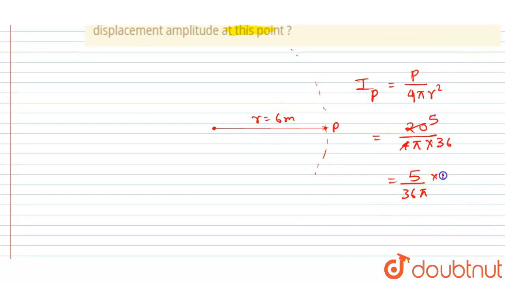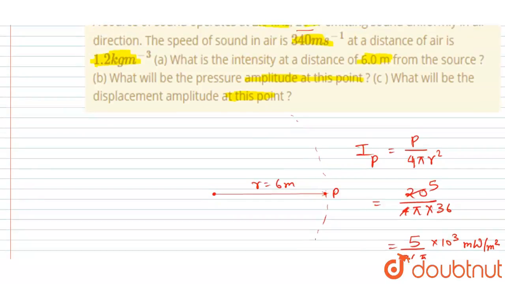If you multiply it with 1000, then you will get the intensity in milliwatt per meter square, and that intensity will be 44 milliwatt per meter square. Simple. Now let's calculate the second part.